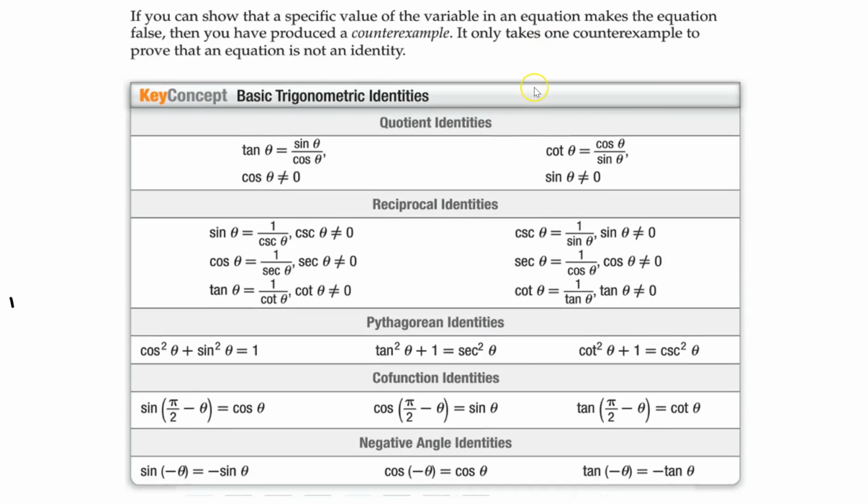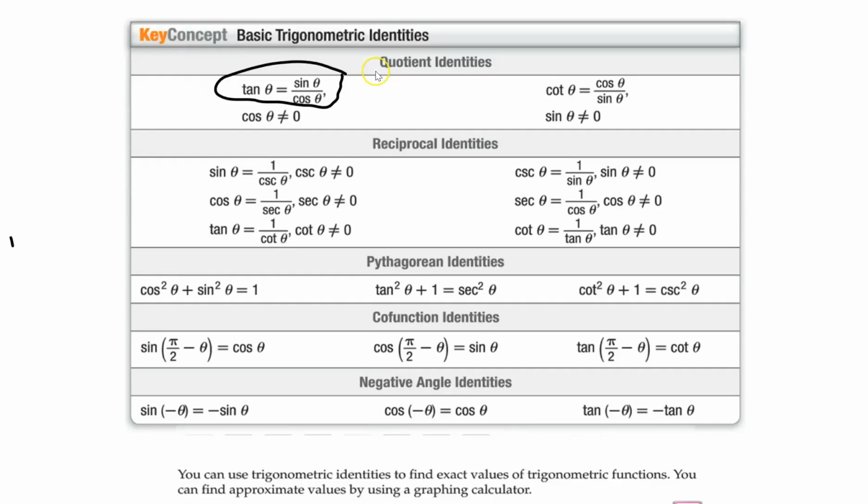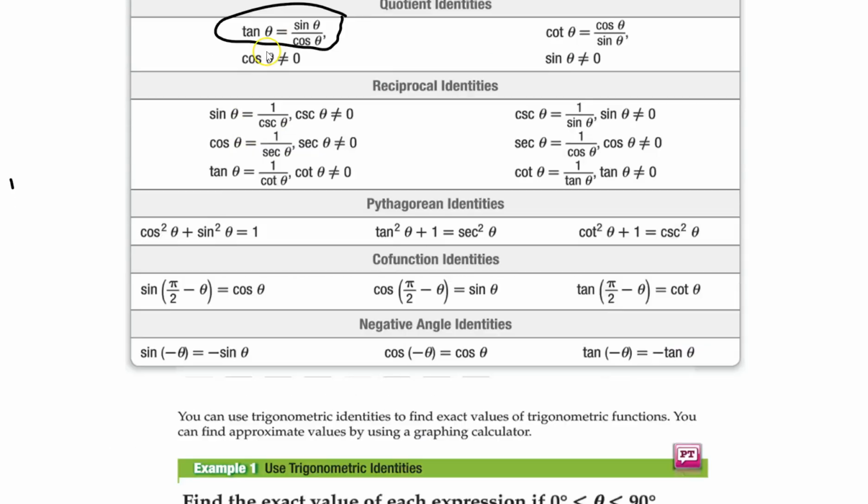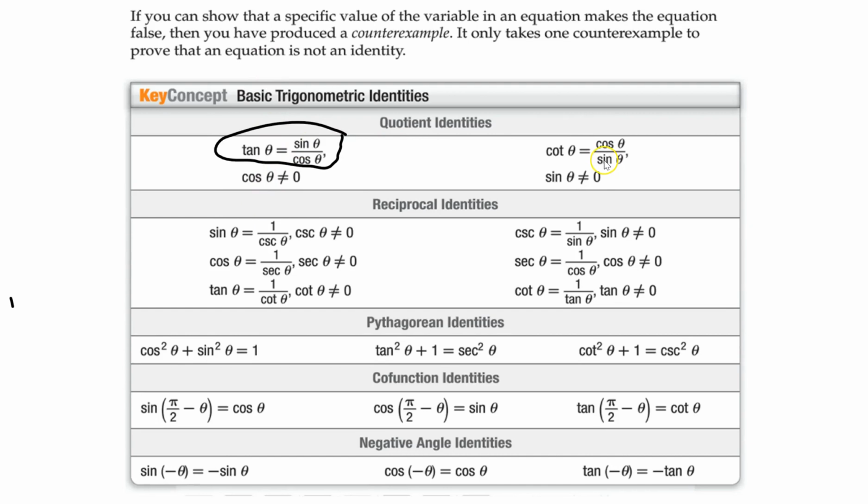So here's a basic trig identity you're supposed to know. Some of these we have already. We should all know that tan equals sine over cosine. It's a big one. And if tan equals sine over cosine, cotan is just the reciprocal, so cosine over sine. Cosine theta cannot equal 0, but who cares? So tan equals sine over cosine, and its reciprocal function, cotan equals cosine over sine. And we're going to use these a lot.